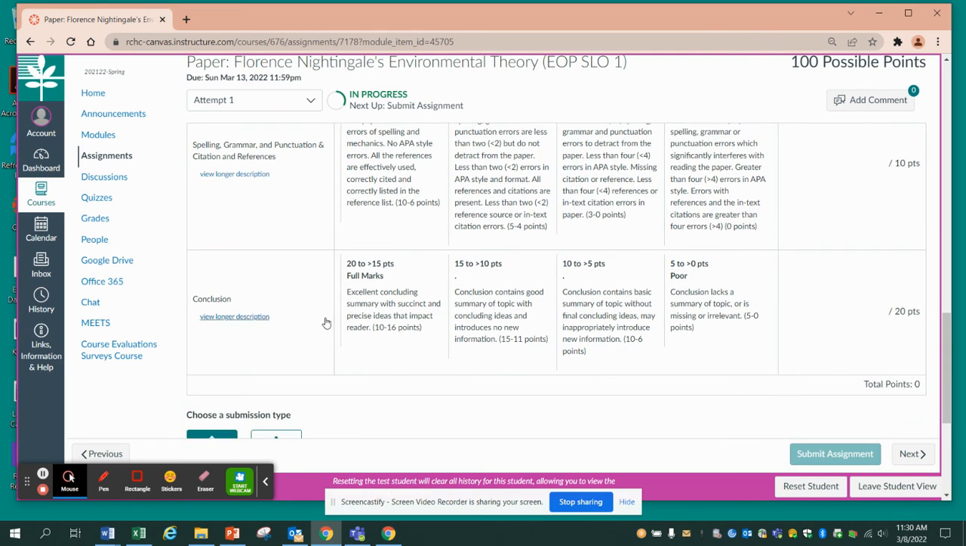And then the very last thing is your conclusion. Remember that your conclusion should link up to your introduction and explain how you feel like you have concluded this paper. And again, what you set out to accomplish, did you accomplish? So the totality is 100 possible points.